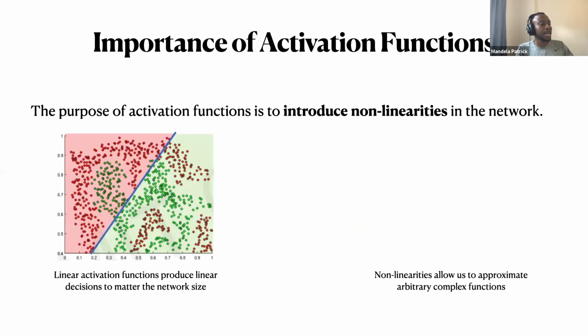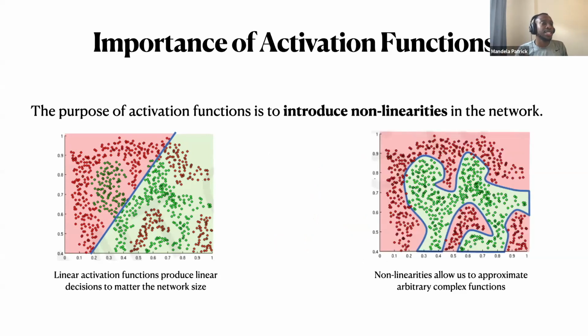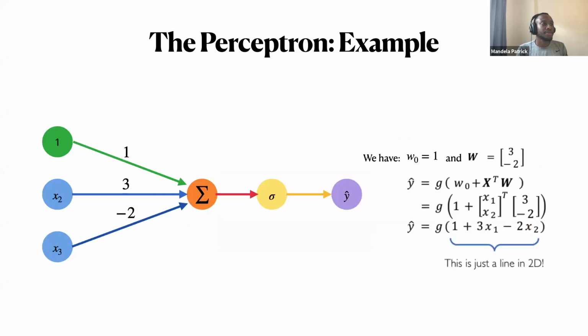As you can see to your left, the blue line is a linear function, and it can only separate things along a straight line. As you can see, it doesn't do a good job separating the green and the orange, and the red, because the data is not linearly separable. So we have to introduce nonlinearities to capture the nonlinear structure of the data, where we can then separate the red and the green dots on the graph.